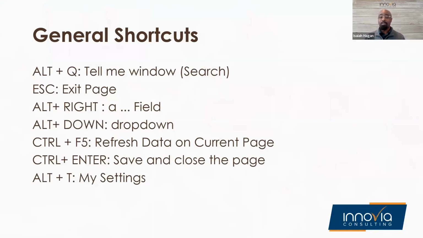So the one that I probably use the absolute most is Alt-Q. This opens the Tell Me window. So if you're in Business Central in the upper right-hand corner, there's that little spyglass.